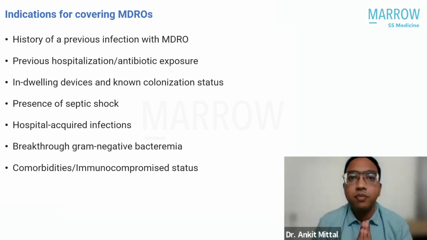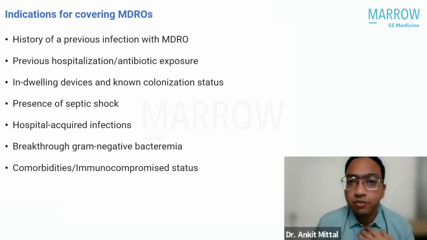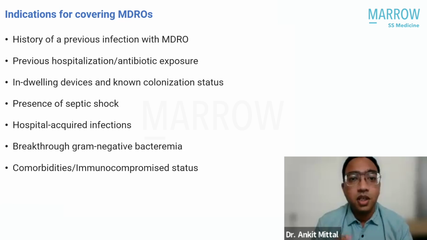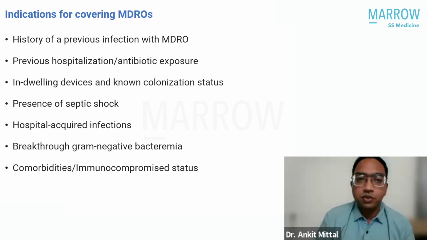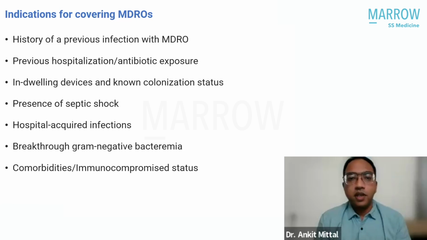When do you think of MDROs and when do you think of broad spectrum antibiotics to begin with? Now, if there's a history of previous infection with MDR organisms, hospitalization, antibiotic exposure, indwelling devices, known colonization status, presence of septic shock, hospital-acquired infections, breakthrough gram-negative bacteremia. So, for example, a patient got admitted, has E. coli sepsis, sensitive to ceftriaxone. Patient is doing well, but day 5 or day 7 again starts having new fever, new worsening. At that time, you would empirically escalate to cover multi-drug resistant organisms.